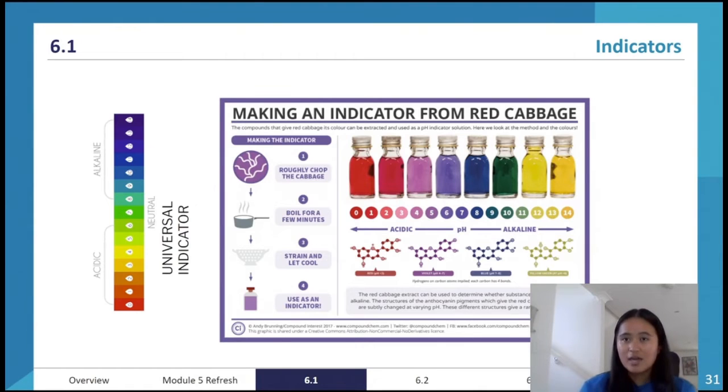You can make an indicator from red cabbage. It's a really fun prac. We did it in class. You chop cabbage, you boil it, and then you cool it, and then it's an indicator. How does this work? You can read there. I don't know how it works. Sorry, that was a yawn. I don't really know exactly how it works, but I know the colors.